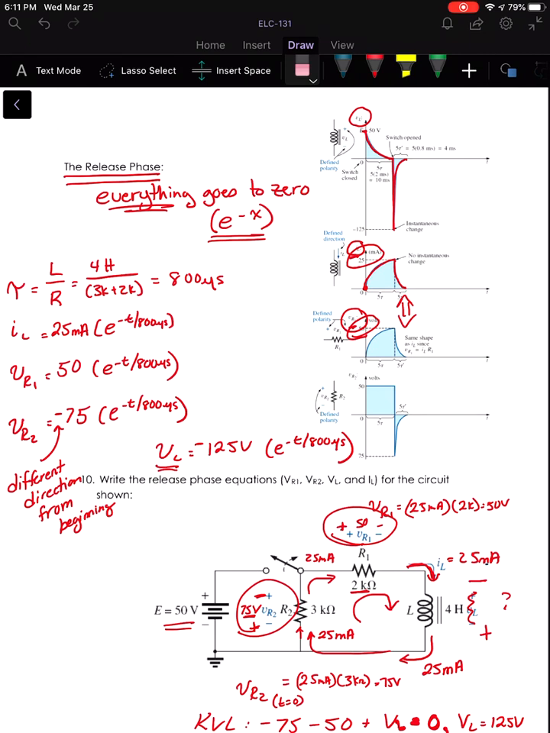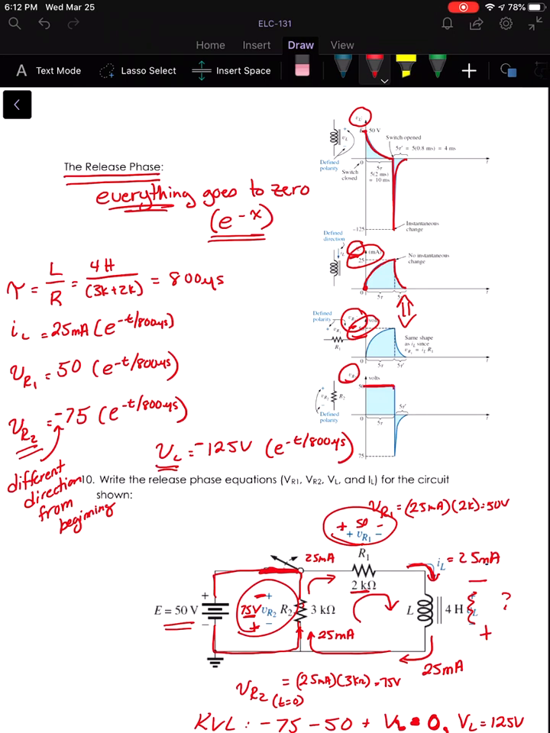Now, R2 is a little bit different. R2 is kind of interesting to look at. Remember when we closed the switch and we were in that storage phase, R2 really wasn't involved. R2 had 50 volts across it, and it really didn't matter what the inductor was doing, because R2 is in parallel with the source, so it had 50 volts across it, and that didn't change. It wasn't time dependent. So you see in this storage phase for VR2 that it was just at 50 volts that whole time. It never changed.